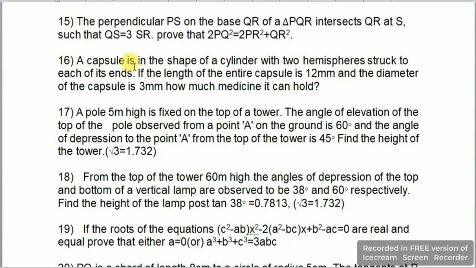16th question, a capsule is in the shape of a cylinder with two hemispheres stuck to each of its ends. If the length of the entire capsule is 12 mm and the diameter of the capsule is 3 mm, how much medicine can it hold?